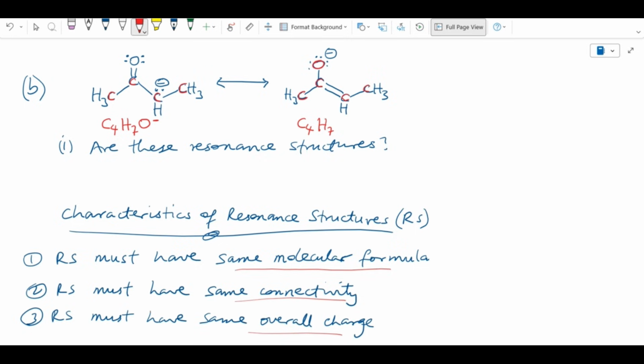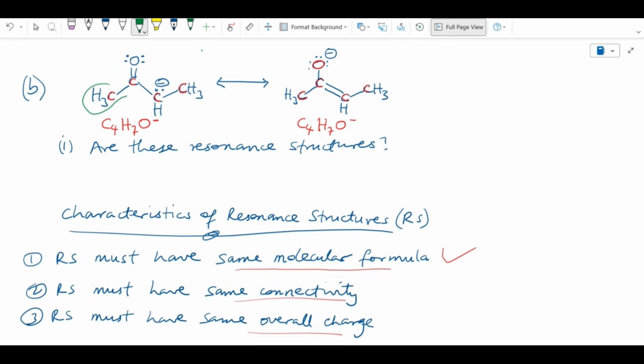And we have 1 oxygen atom and a negative charge. So in terms of molecular formula, both structures have the same molecular formula. All of these characteristics must be checked before we can state that these two structures are resonance structures. So next is connectivity. Do they have the same connectivity? Let's see.